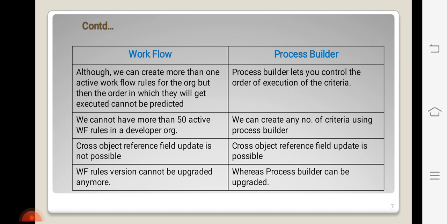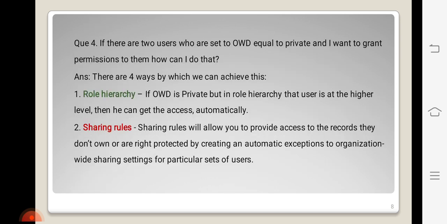Workflow rule version cannot be upgraded anymore, whereas Process Builder can be upgraded. Next question: if there are two users who are set to OWD equal to private and I want to grant permissions to them, how can I do that?